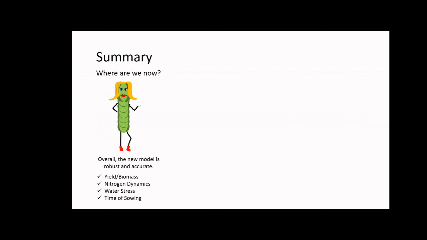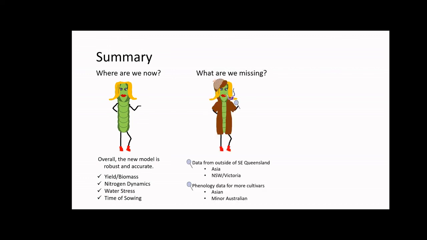So in summary, where are we now? Overall, the new model performs quite well, especially when it comes to yield, biomass, but also nitrogen dynamics, water stress, and time of sowing. What are we missing? We're missing data from outside of Southeast Queensland, specifically Asia, New South Wales, and Victoria. And we could use more phenological data from more cultivars, specifically Asian and minor Australian cultivars.